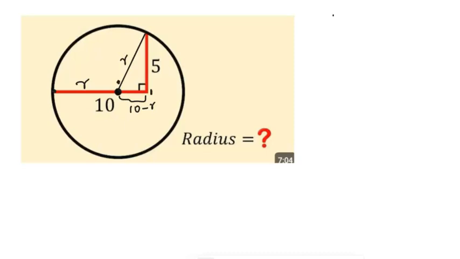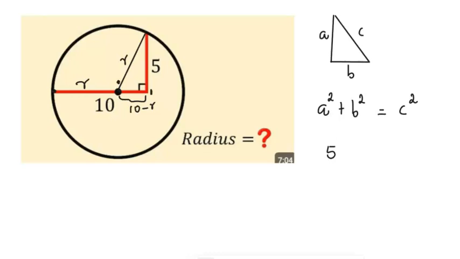Now let us take note of the following. When you have a right triangle, let's say this side is A, this is B, and this is C. According to the Pythagoras theorem, the square of A plus the square of B is equal to the square of C. Now we're going to apply this theorem here. So we're going to have 5 squared plus (10 minus r) squared, the adjacent squared, equal to the hypotenuse, the radius squared.